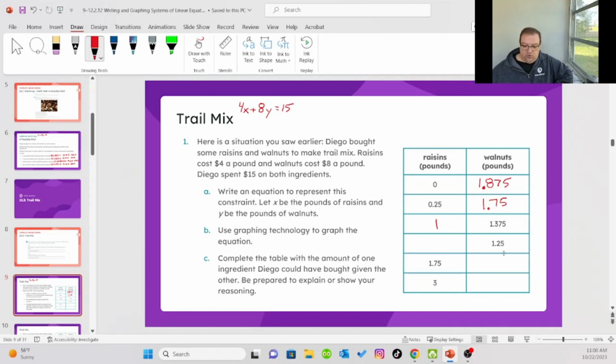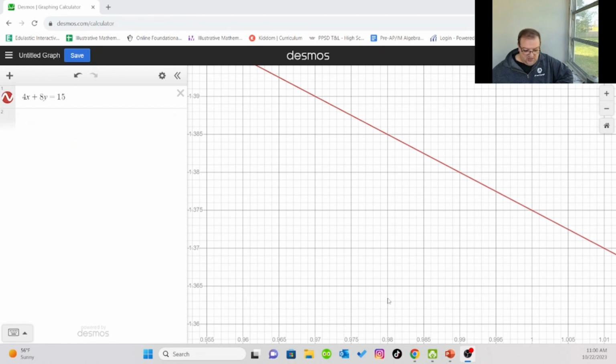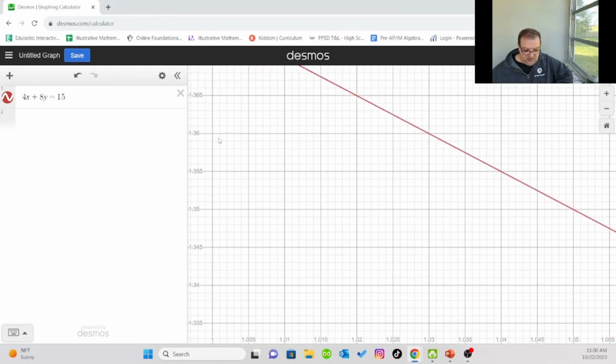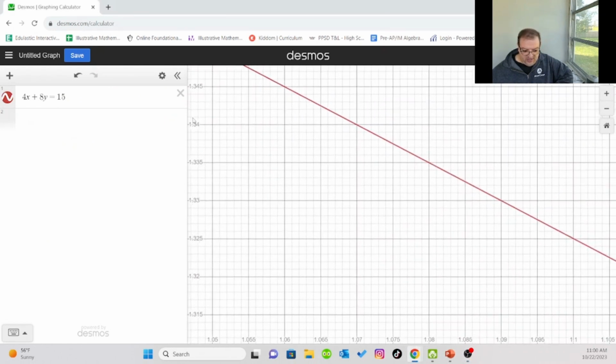Next, they're giving us y is 1.25. So we want to go until y is 1.25.